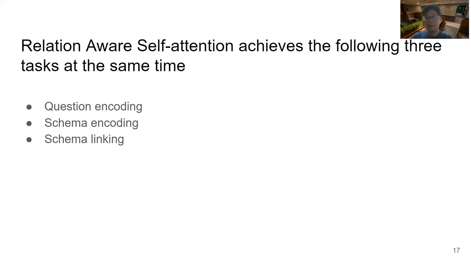Relation-aware self-attention in the transformer allows encoding arbitrary relations between question words and schema elements explicitly. And these representations are computed jointly over all input tokens. That is, question encoding, schema encoding, and schema linking can be done at the same time with the relation-aware self-attention.